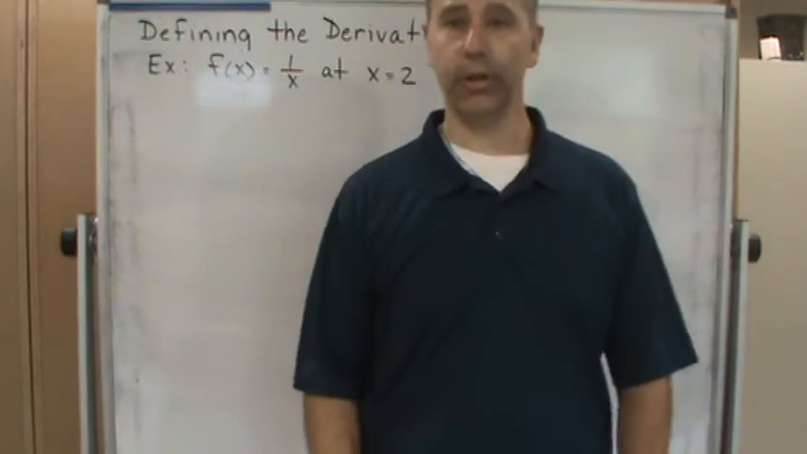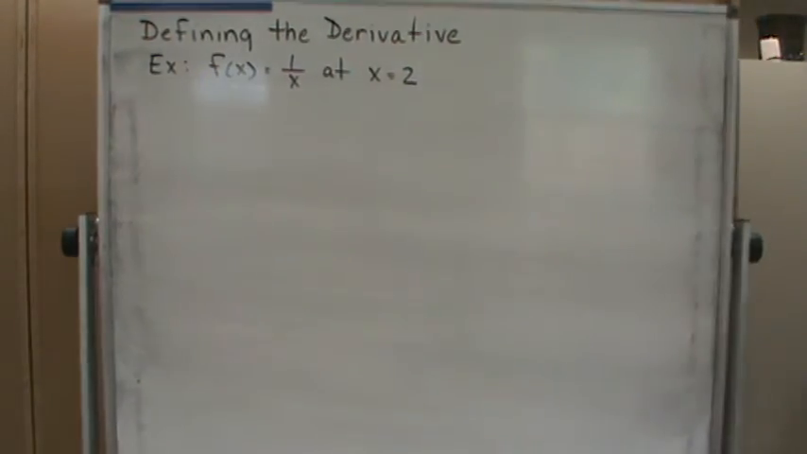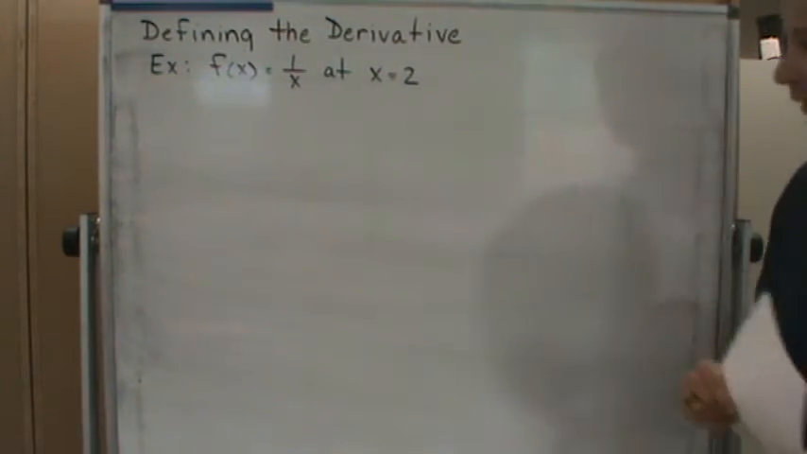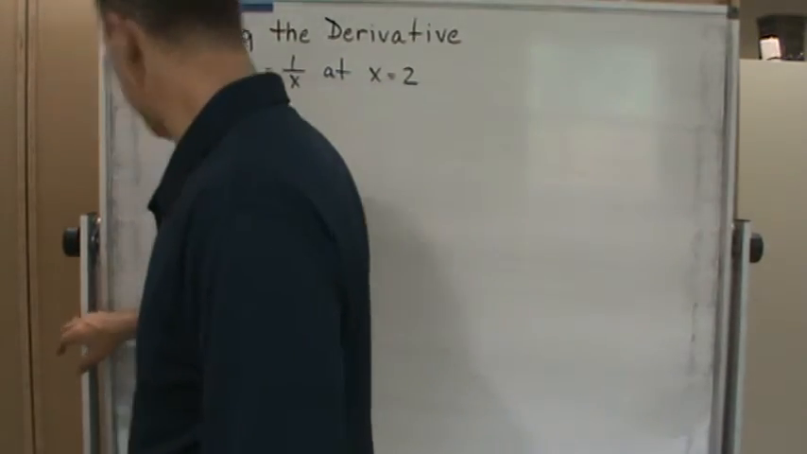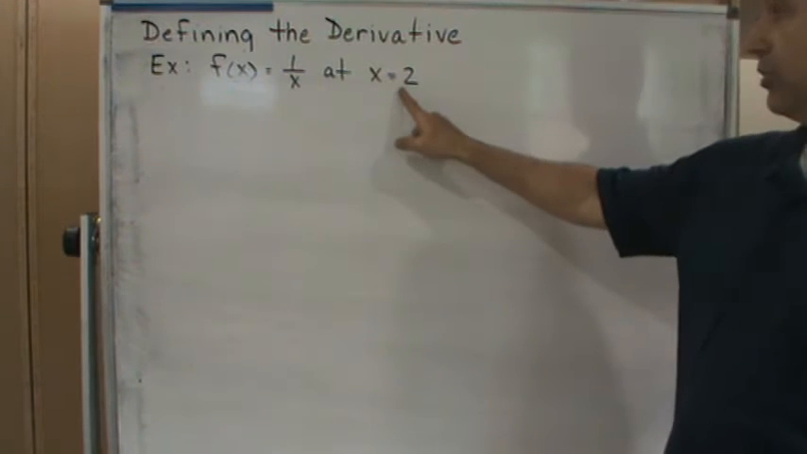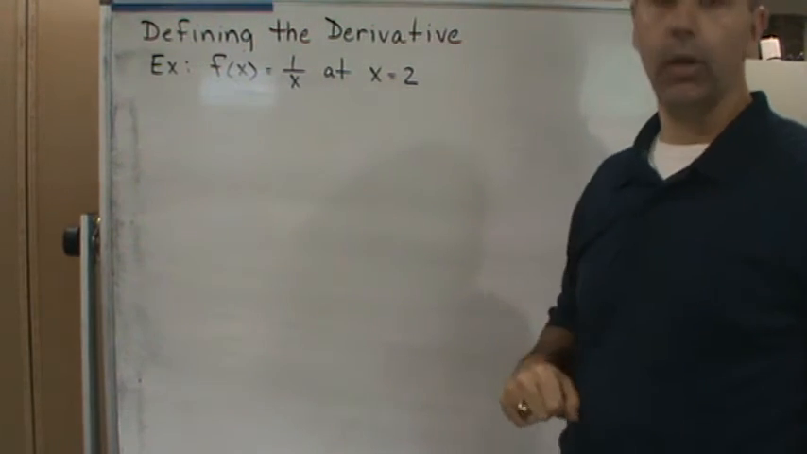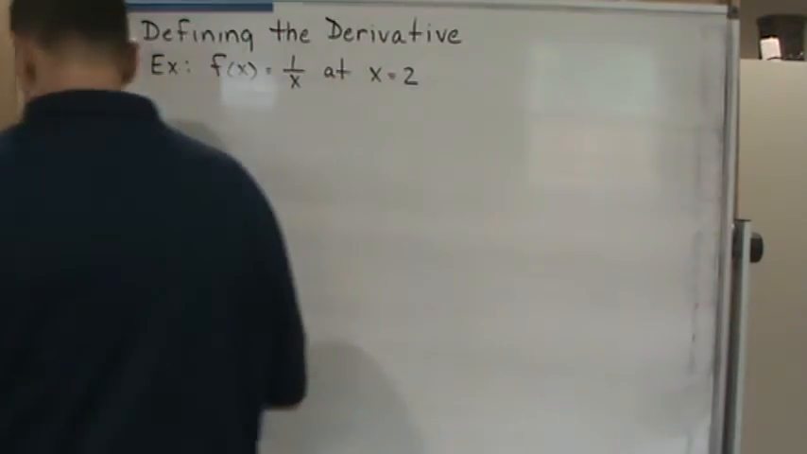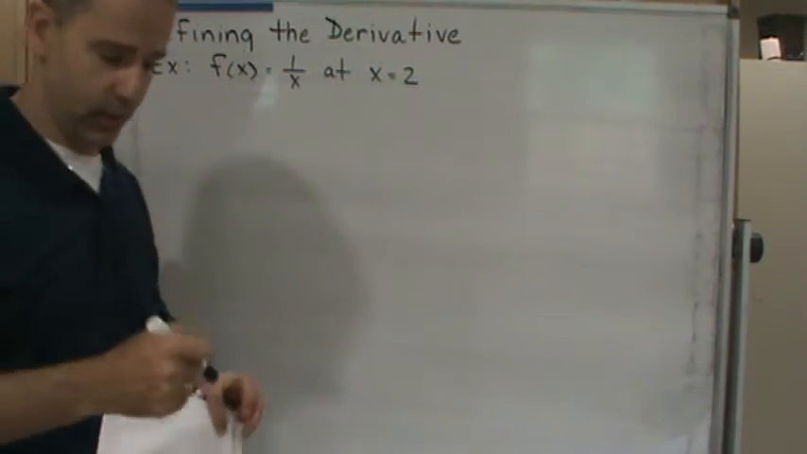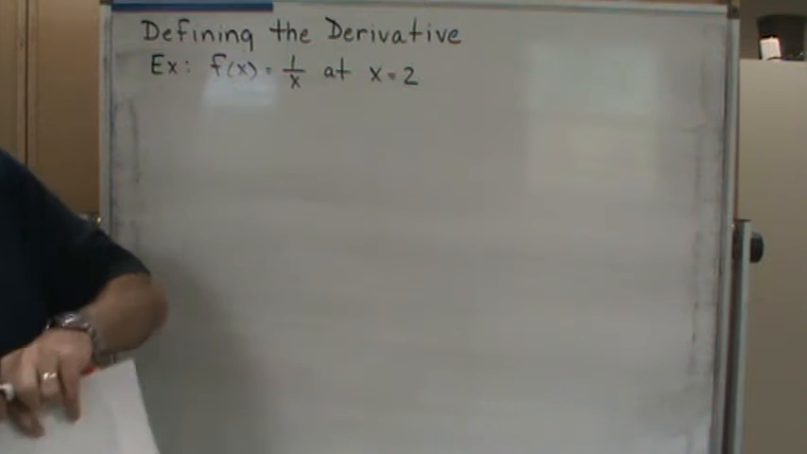Okay, welcome back. Now we're going to do another example. In this example, again, we're going to find the equation of the tangent line at 2 of this function. I'm going to use the difference quotient, one of them. You could use either one. You'll get the same answer.